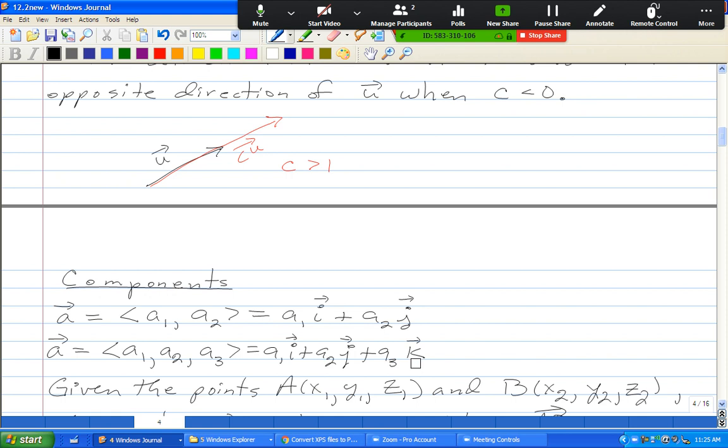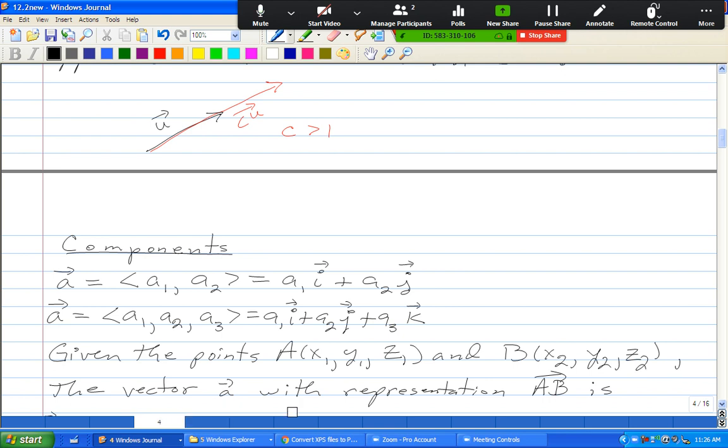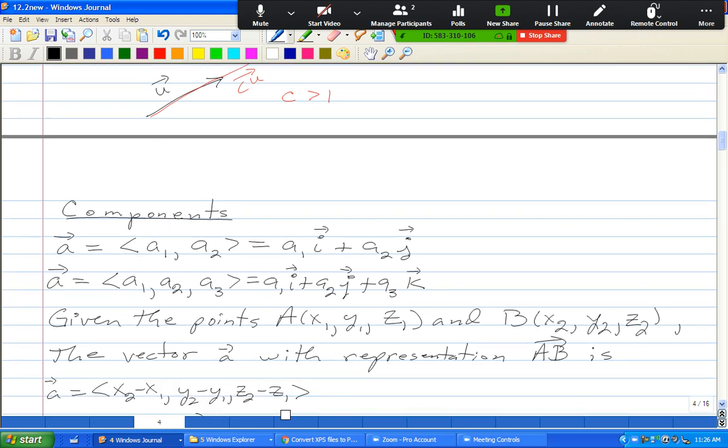So, given the point A with components x1, y1, z1, and B at the point x2, y2, z2, then the vector AB, which is just the vector from the point A to the point B, can be represented as the vector x2 minus x1, the difference of the x components, y2 minus y1, and z2 minus z1.